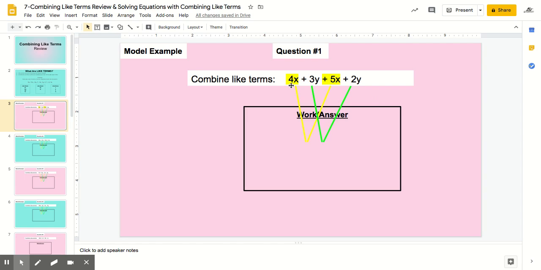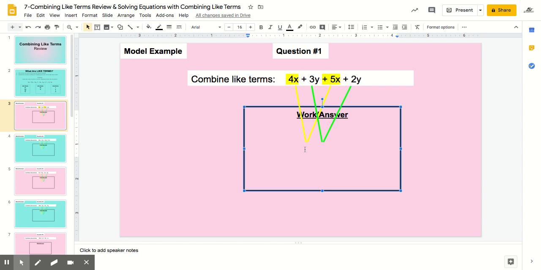Okay, now I'm combining positive 4x and positive 5x. So I'm adding 4x plus 5x, and 4x plus 5x is 9x.